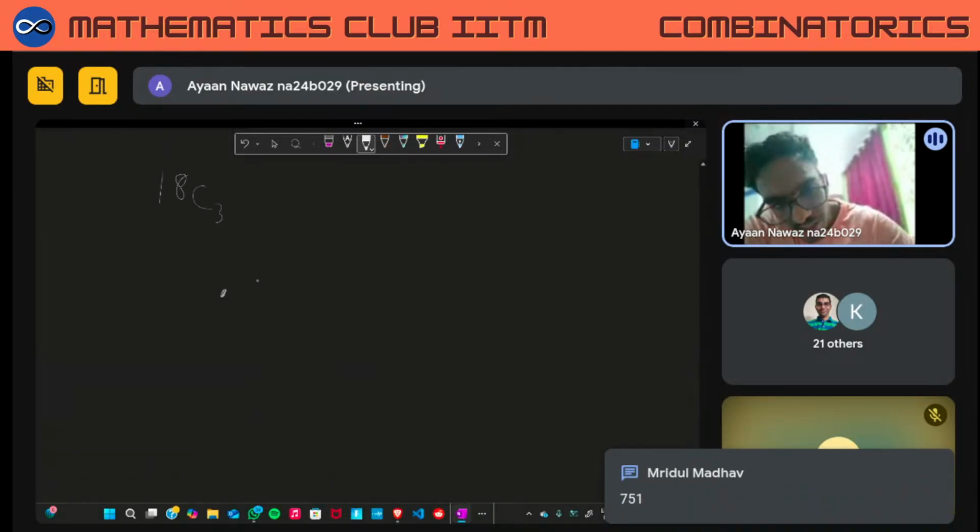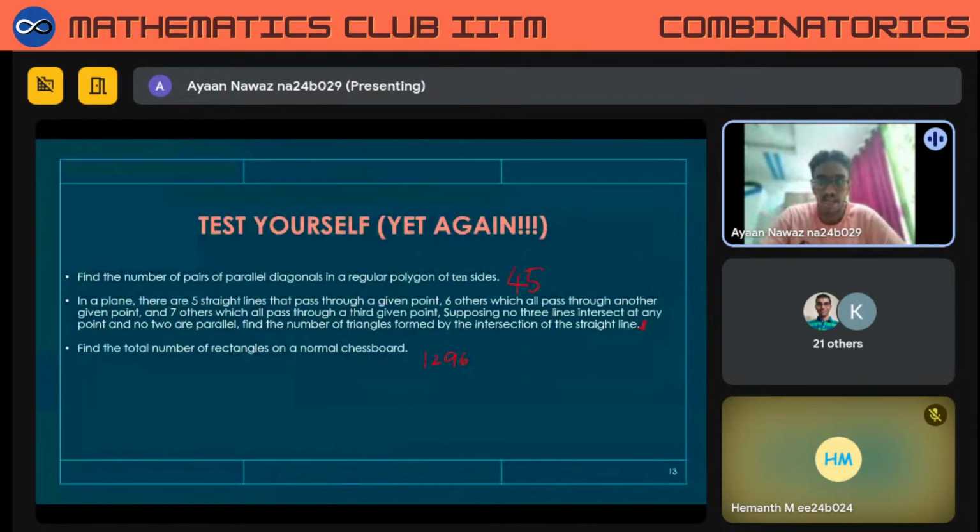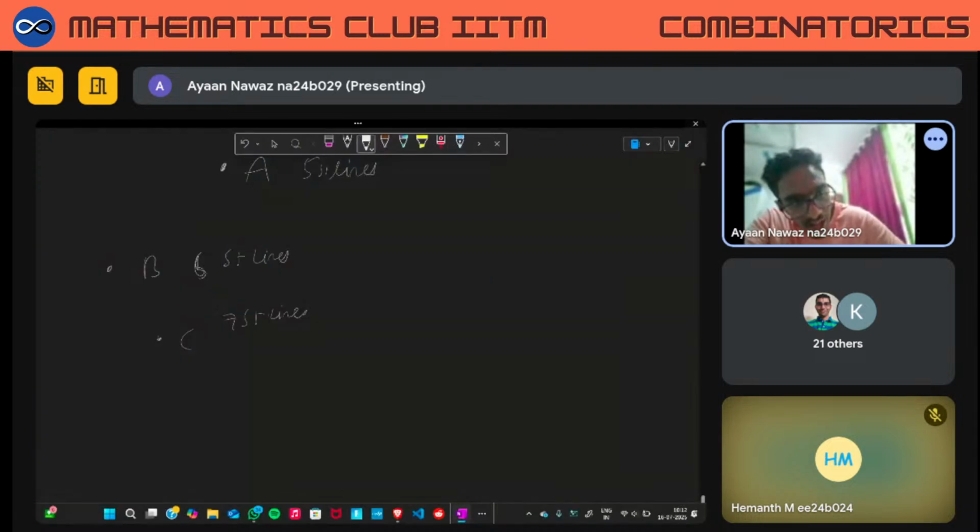So this is A, this is B, and this is C, point C. A has 5 straight lines passing through it, B has 6 straight lines, and C has 7 straight lines. And no 3 lines intersect at any given point, meaning apart from these 5 straight lines which intersect at a given point, no other lines pass through this point. These 6 lines don't pass through these 2 points at all. That is basically the question.